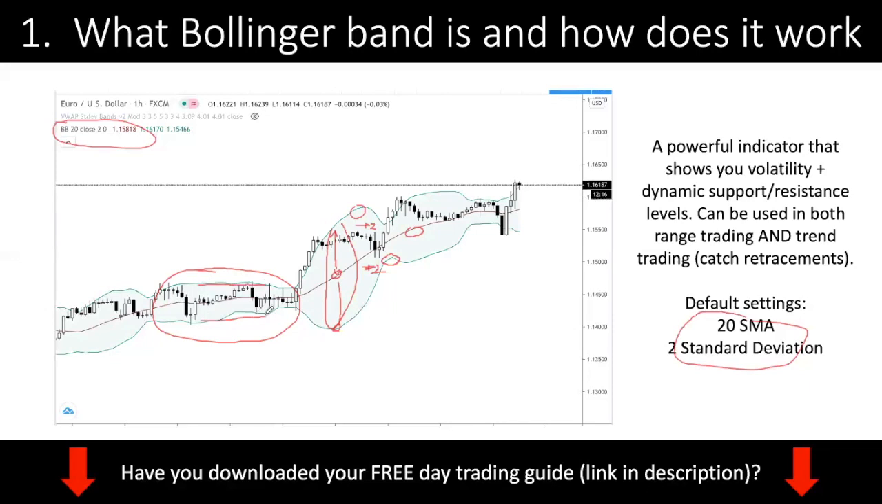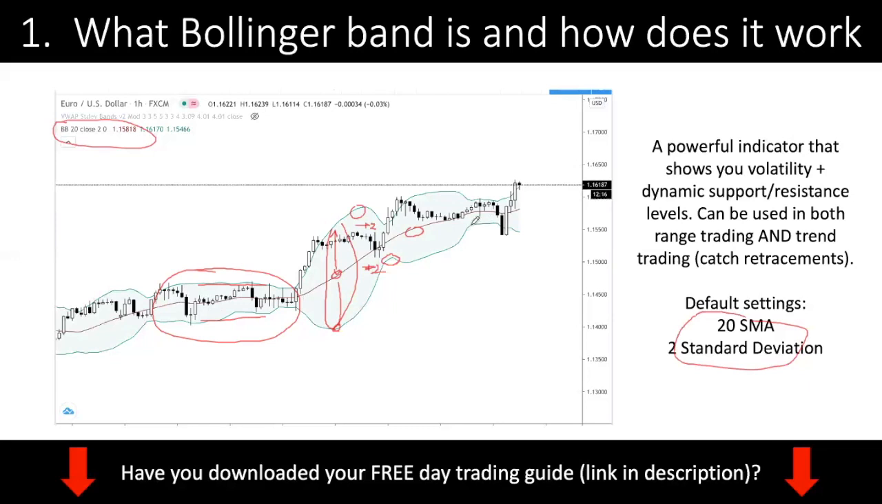Okay, so a Bollinger Band is very useful because it shows you the volatility as well as gives you dynamic support and resistance levels. So earlier on, I said that the Bollinger Band can be used for both range trading and trend trading. So how do you do that?